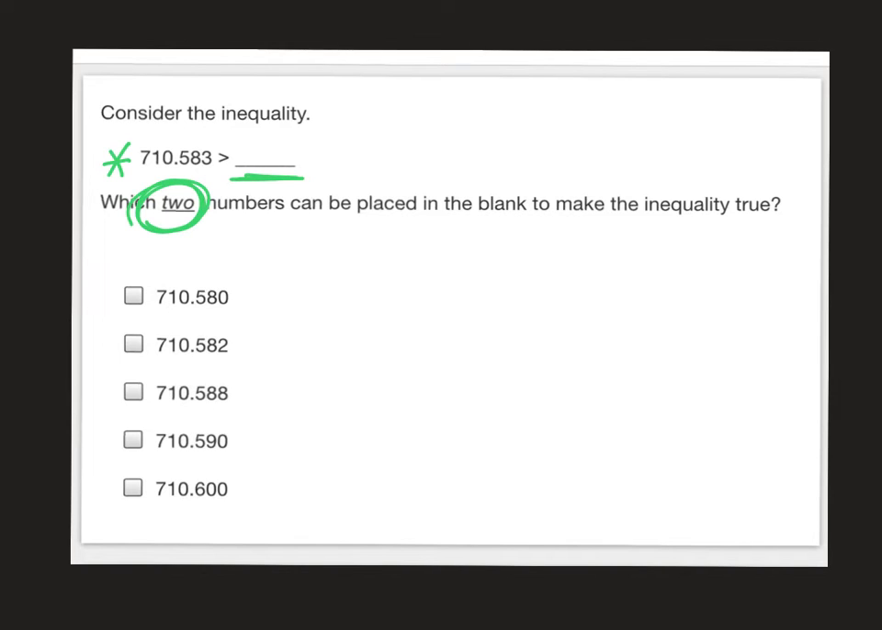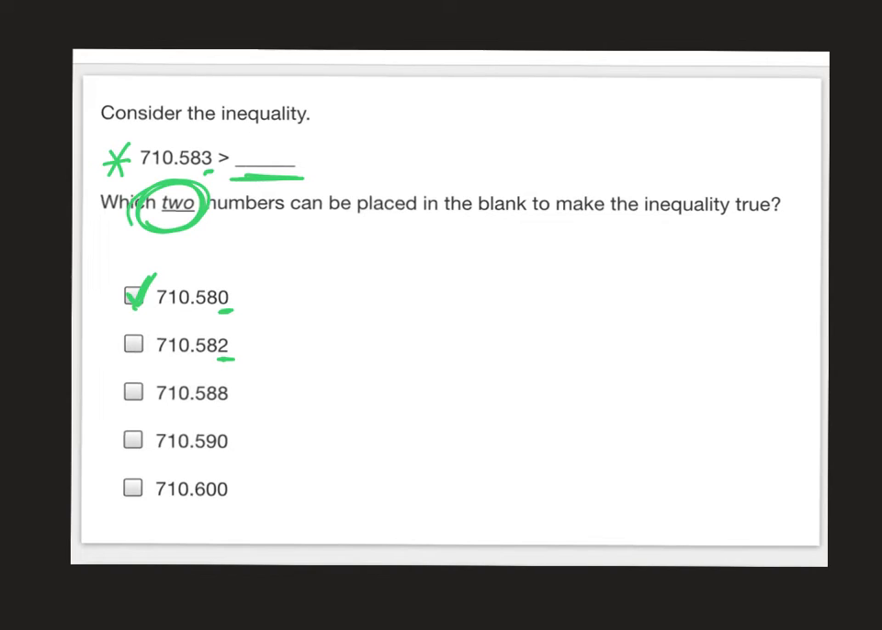If I look at this, I see the 710 is the same. The 58 is the same. What's different is that thousandths place right there. So I have 3 here and 0 here, which would tell me that, yes, the given number is greater than this answer. So I could put that one in there. All right, if I look at the next one, 710, and the 5 and the 8 is the same. The 2 is different.